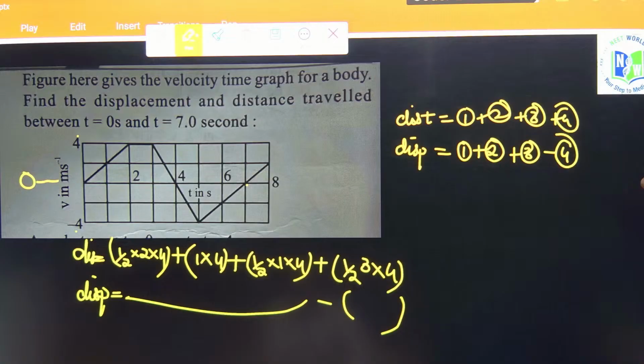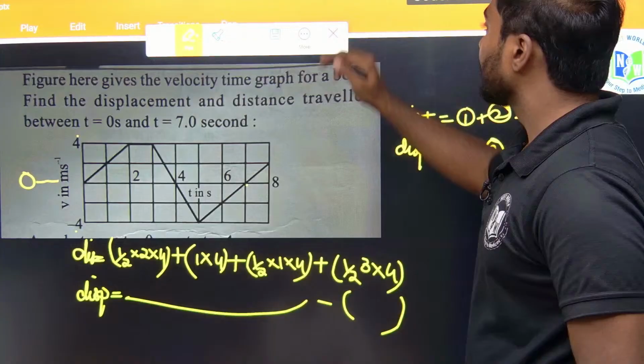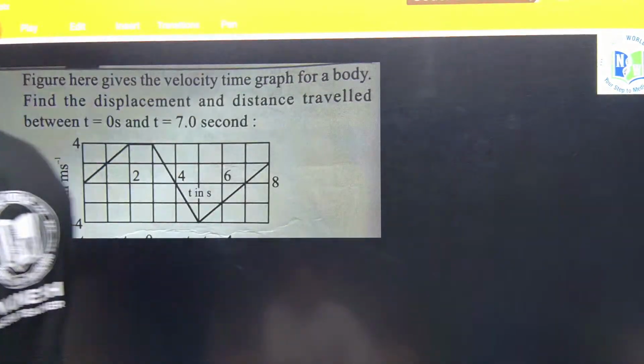So we will see the remaining questions, and we will start with motion in a plane now. Okay. So the next topic is motion in a plane. Write down.